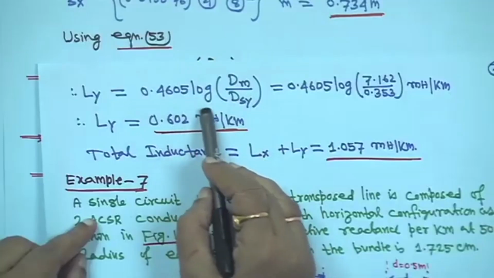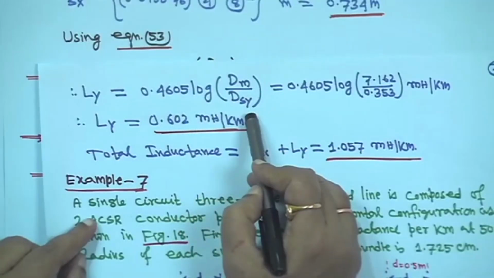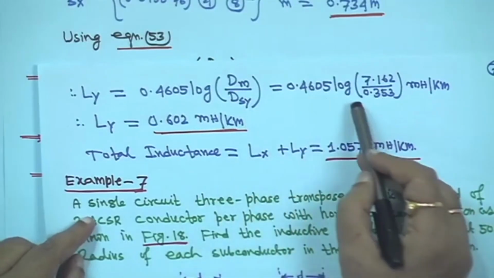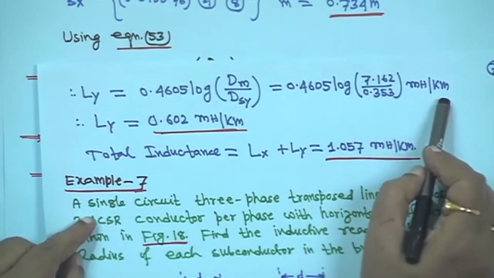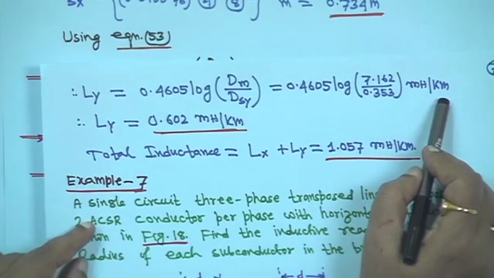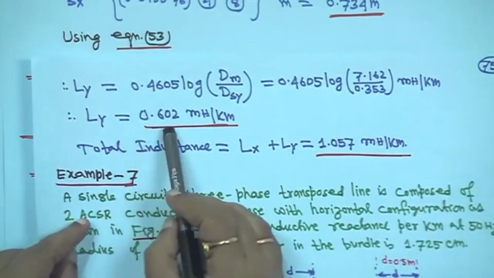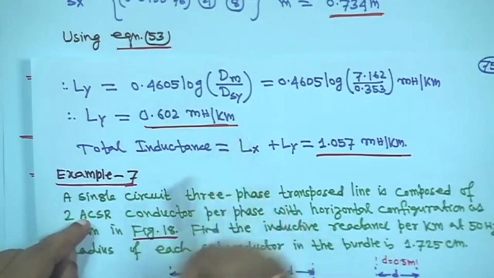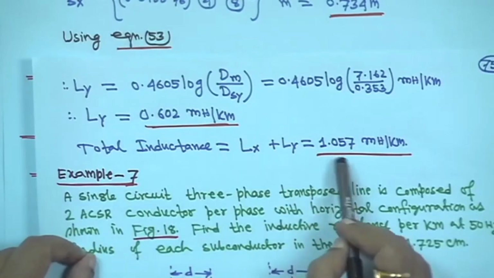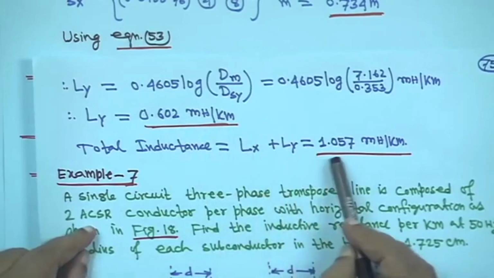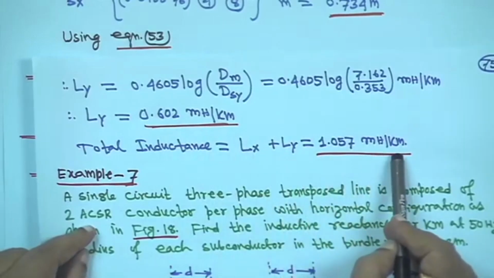Next, use the same formula for Ly, where dm remains the same: 0.4605 log 7.162 upon 0.353 millihenry per kilometer. If you solve, Ly is equal to 0.602 millihenry per kilometer. So the total inductance, Lx plus Ly, is 1.057 millihenry per kilometer.